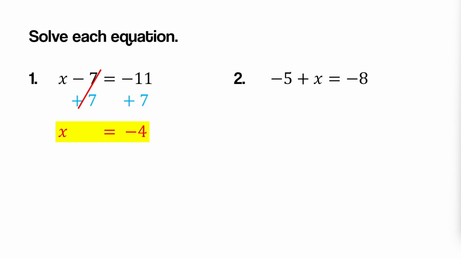Next, x is added by negative 5. To undo that, add the opposite number, which is 5, to both sides, canceling them out and leaving x by itself. Negative 8 plus 5 equals negative 3. Therefore, x equals negative 3.